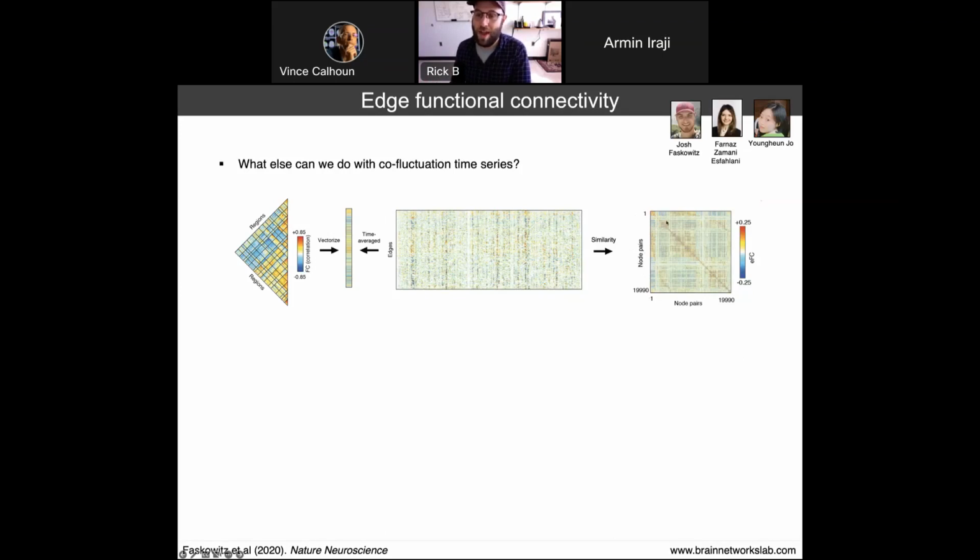And so our edge matrix, the weights of which we're calling edge functional connectivity, because again, we're not really good at coming up with original names for things, is a massive matrix, fully weighted, double precision, similarity values between every pair of edges.